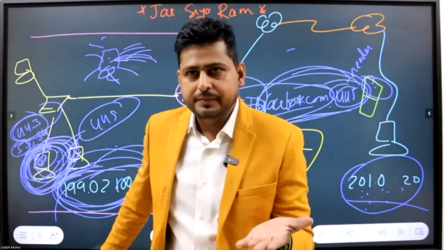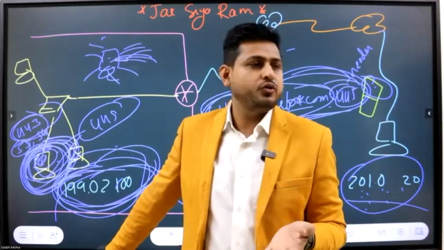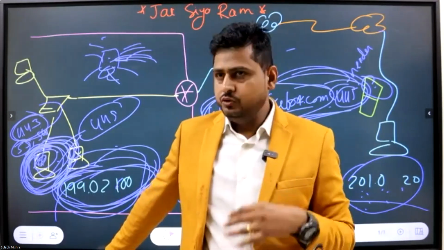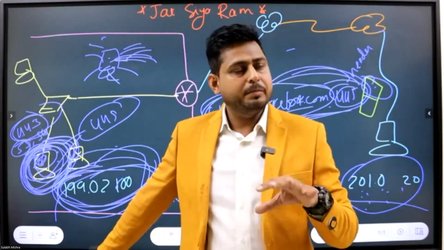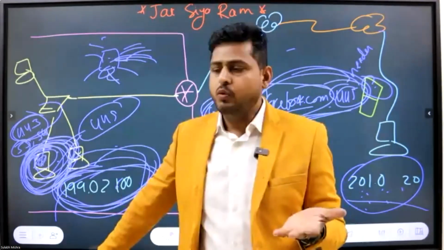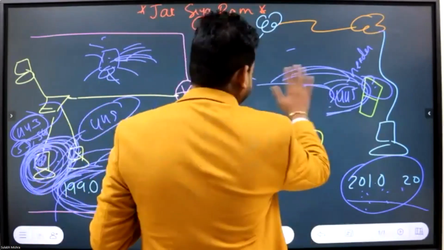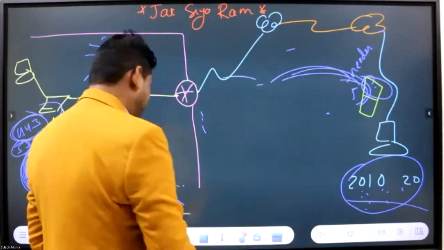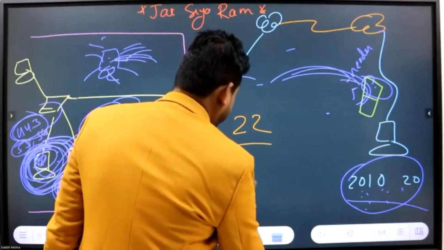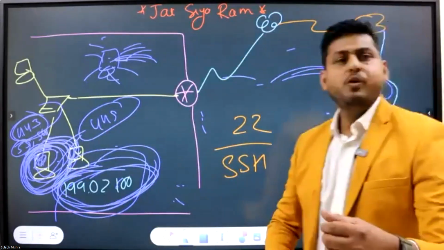Understand? Whenever you use SSH, which means Secure Shell, to take remote access using the command line, for specific services there are default port numbers. What is the port number for SSH? 22. It is very important to remember the SSH port number.